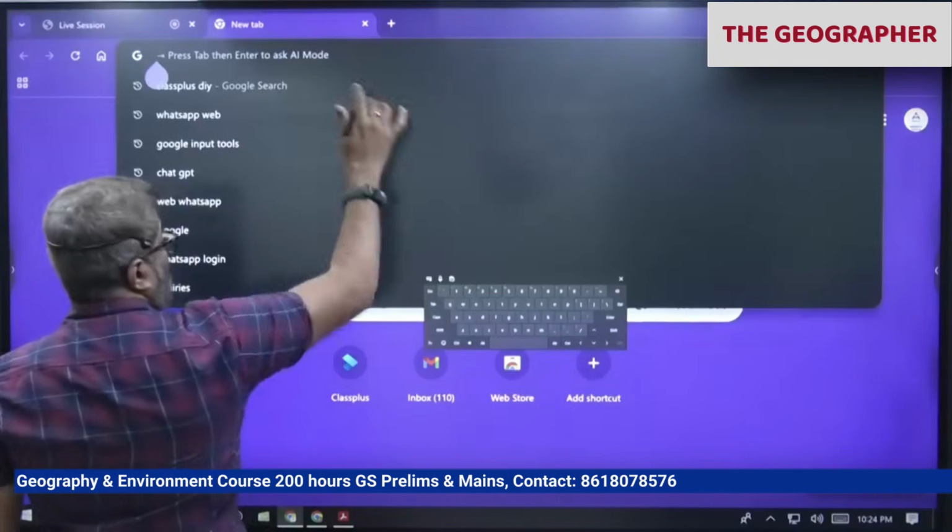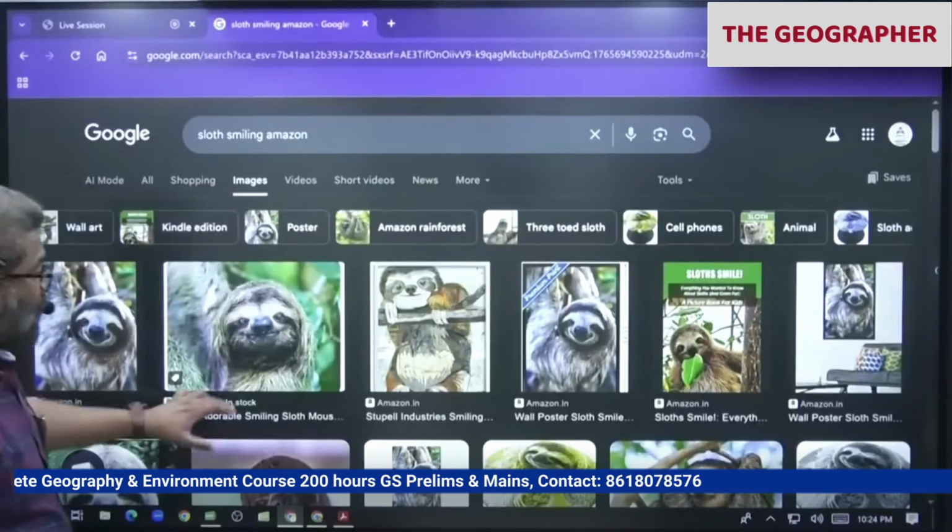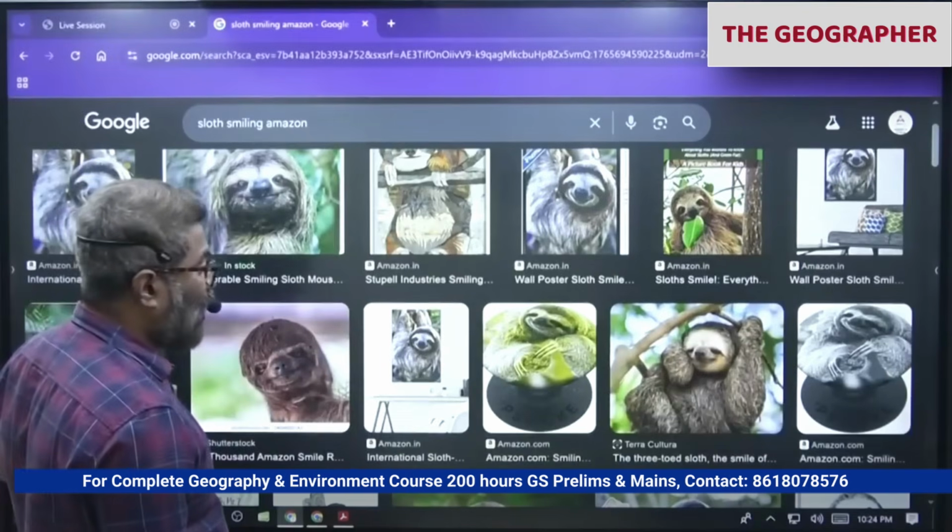I'll show you my favorite animal. These are called smiling sloth.